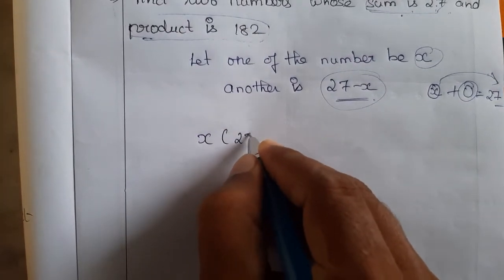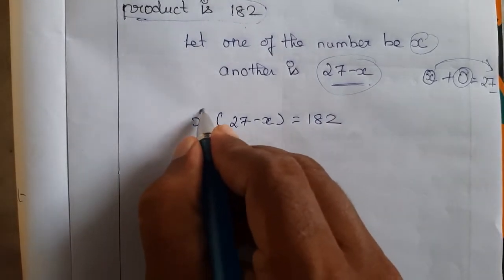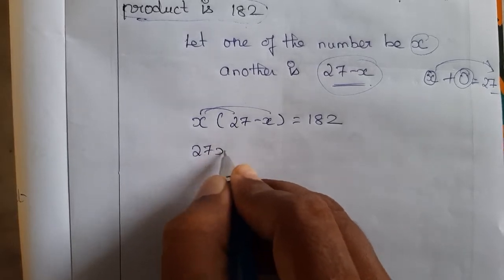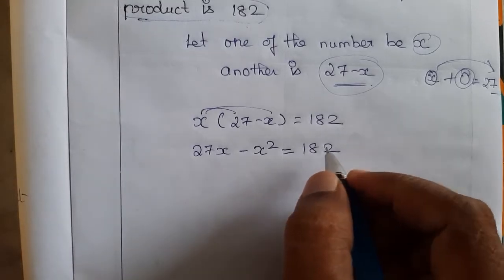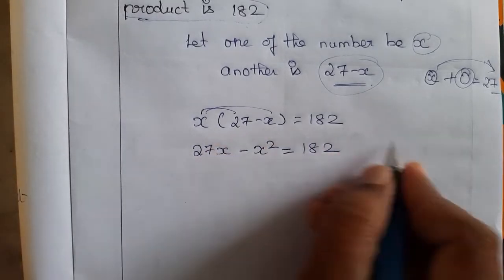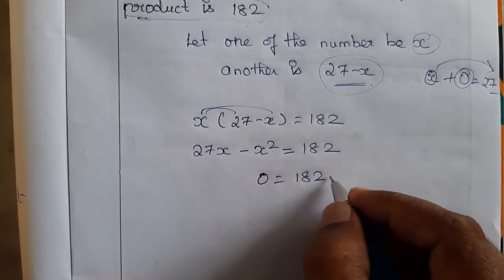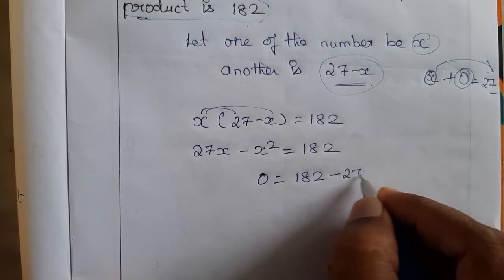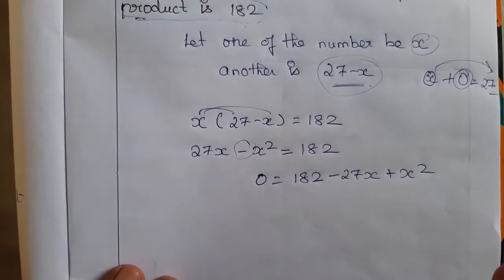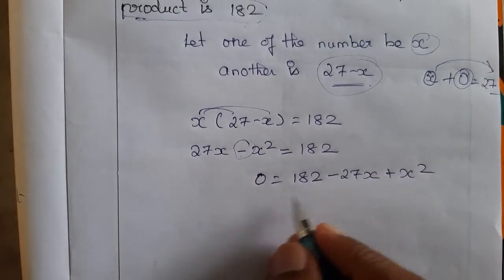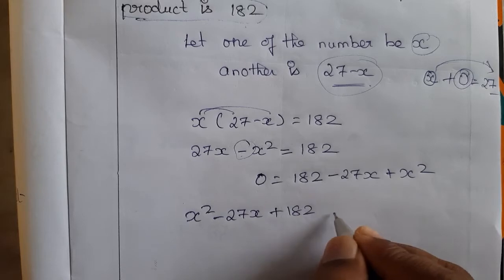So x into 27 minus x is equal to 182. Then you multiply here, and you will get 27x minus x square is equal to 182. So let me take minus x square to this side and minus 27x to this side. It will become 0 is equal to 182 minus 27x plus x square. Because always try to make the x square term a positive number. So now just exchange and write: x square minus 27x plus 182 is equal to 0.